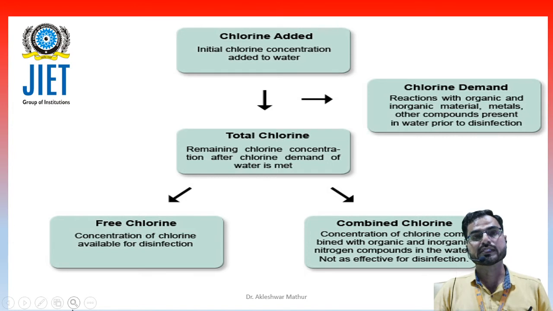So if it is present in the indirect form or in the combined form, then it is known as the combined chlorine. Whereas if it is present free, that is the chlorine available for the disinfection, it is called the free chlorine, and the chlorine which is not available for the disinfection is called the combined chlorine. Generally, the compounds of chlorine are considered as the combined chlorine, and the free chlorine or the chloride ions or hypochlorite ions are considered as the free chlorine.